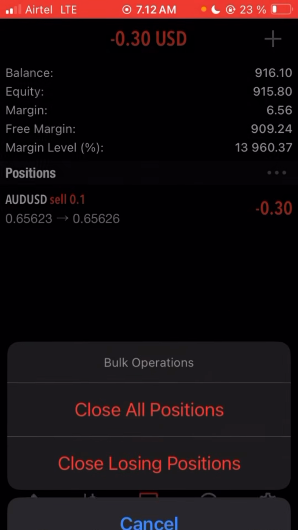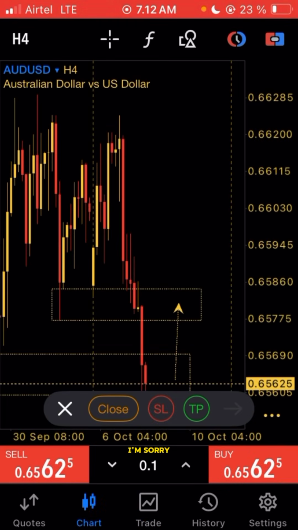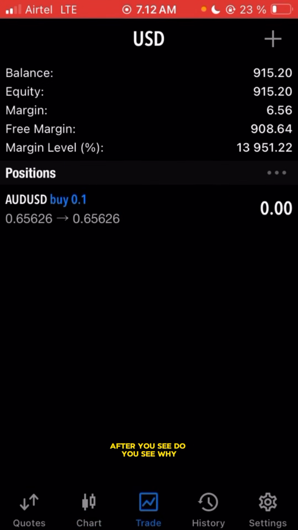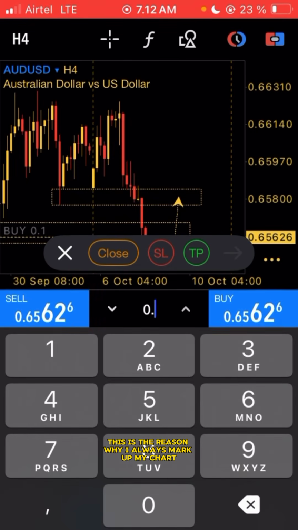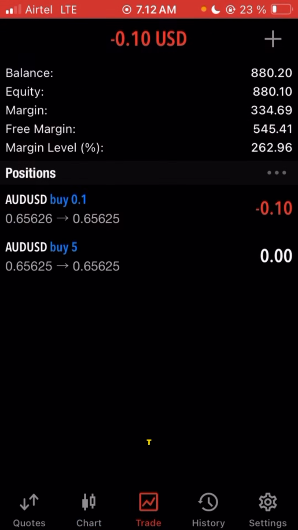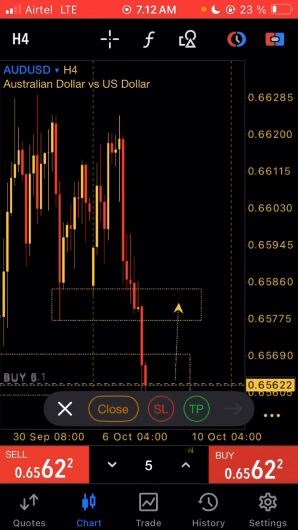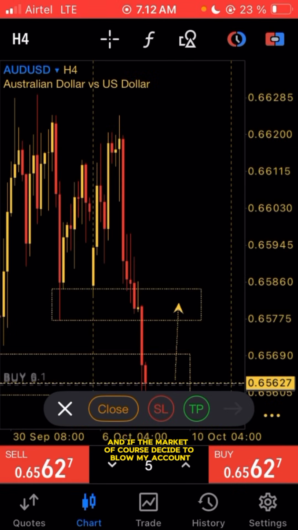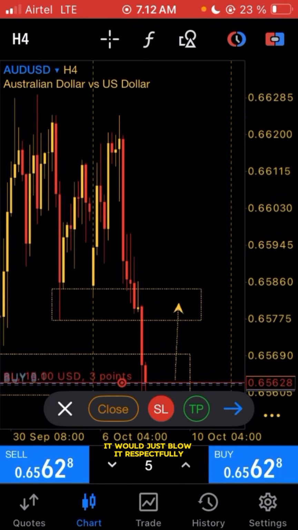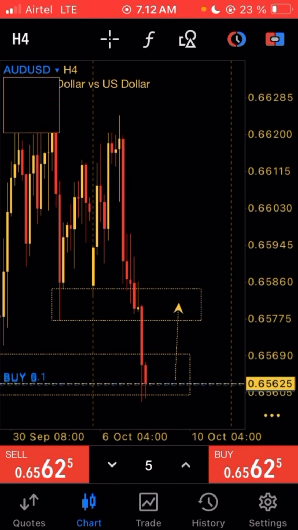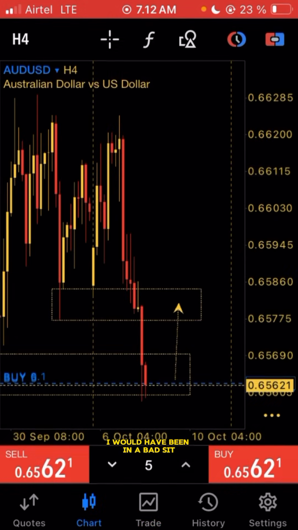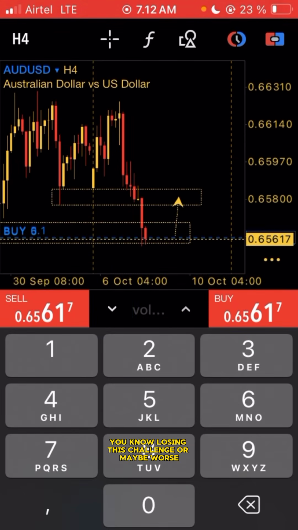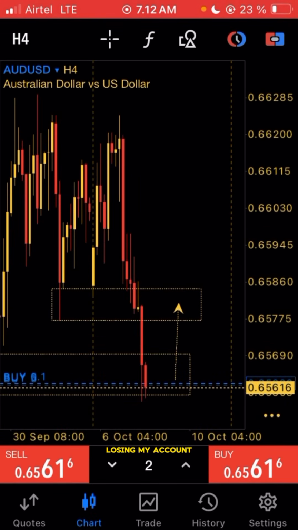Oh, damn, I took a sell. I'm sorry. Do you see why this is the reason why I always mark up my chart? Now, assuming I didn't mark this level, I would have taken a sell, and if the market, of course, decided to blow my account, it would just blow it respectfully, and even before I find out, I would have been in a bad situation. Probably losing this challenge, or maybe worse, losing my account and also having a huge loss at the same time.